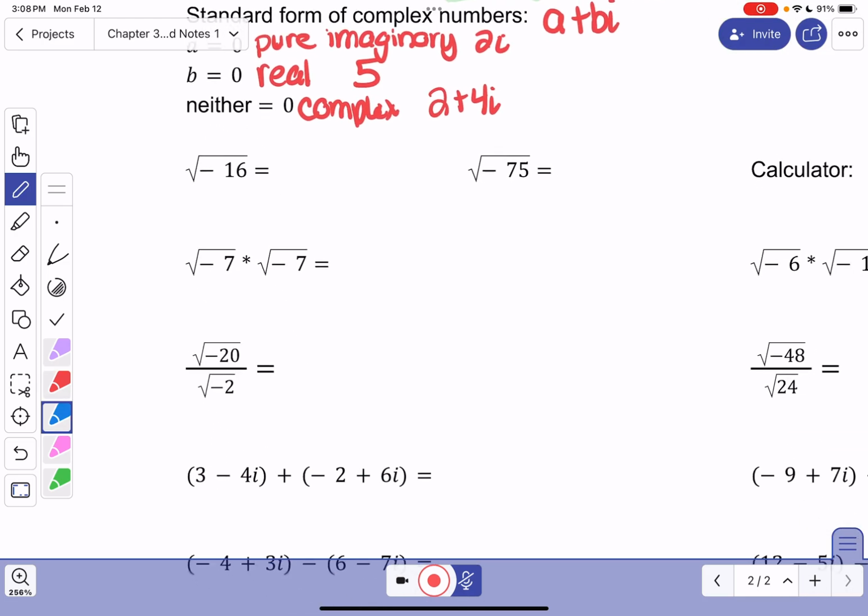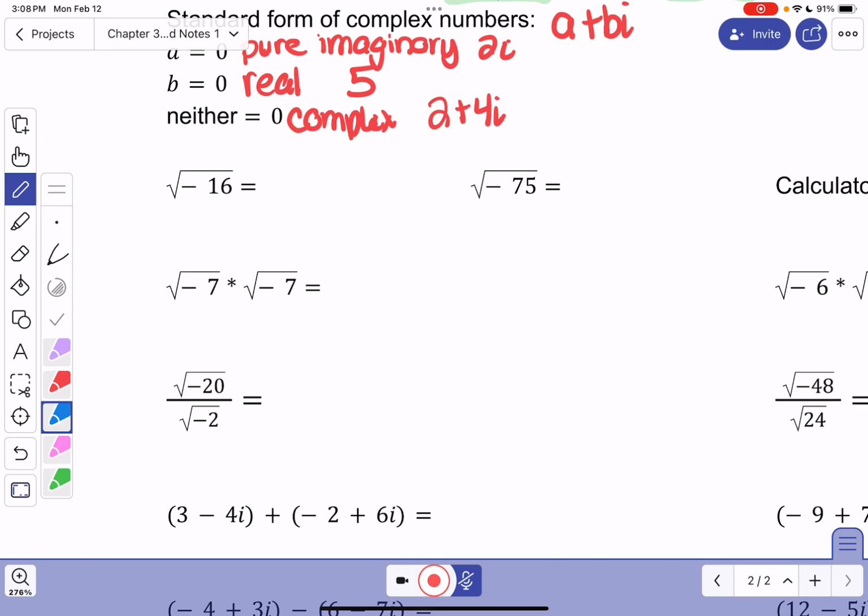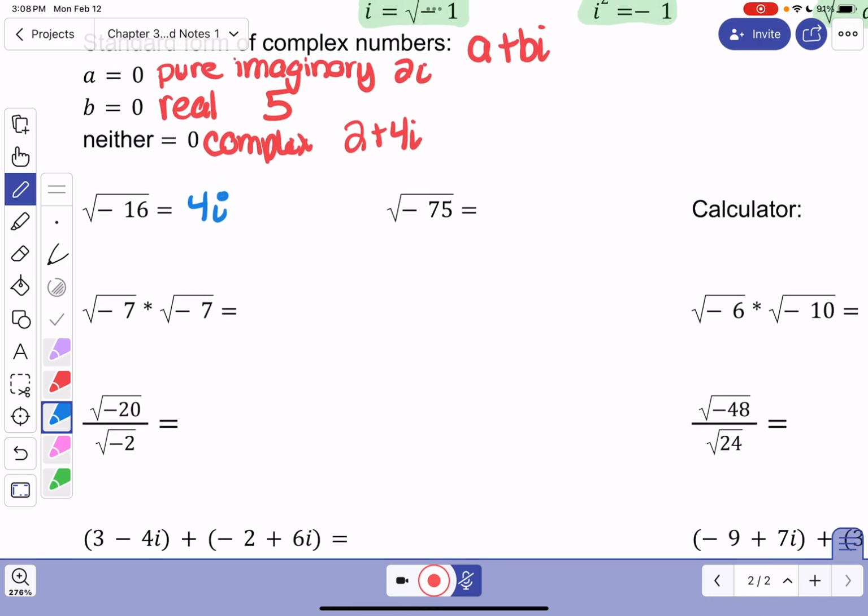The way they work, the square root of 16 is 4. The negative sign makes the i. 75 doesn't have a perfect square, so we try to find something that does. We would say negative 25 times 3 is negative 75. Well, the square root of negative 25 is 5i. Leave the 3 inside. Now it's simplified.